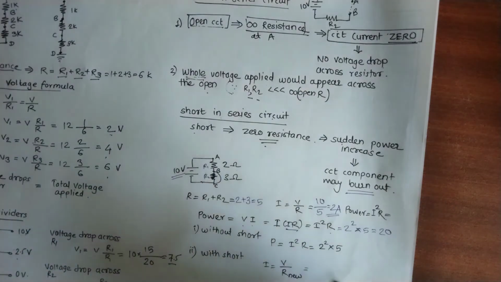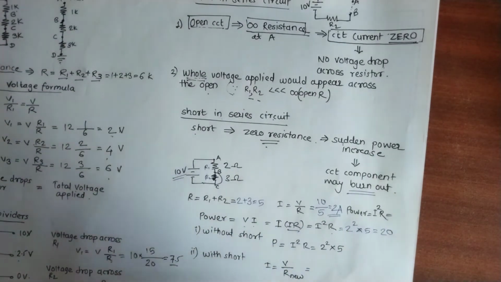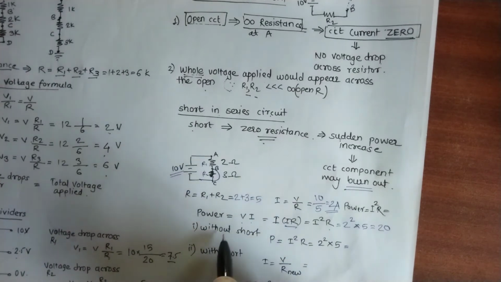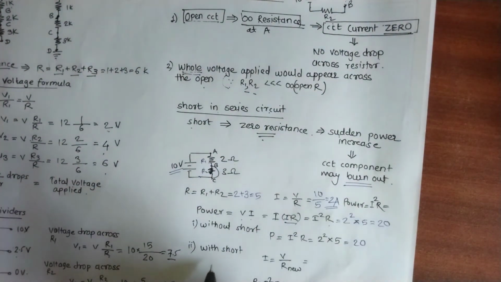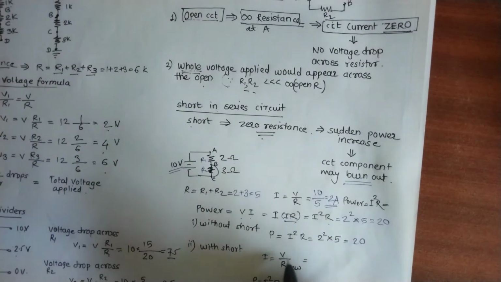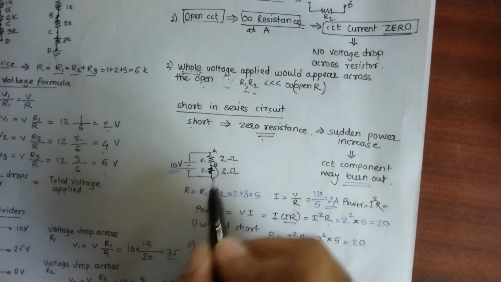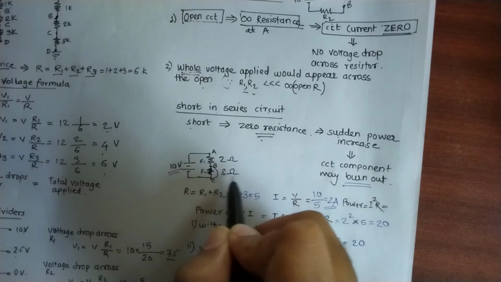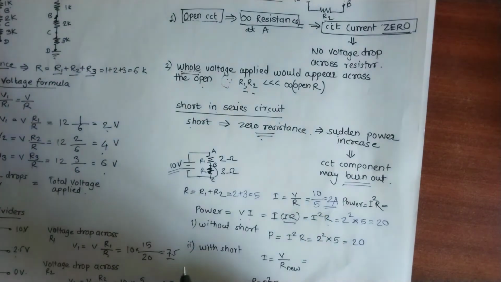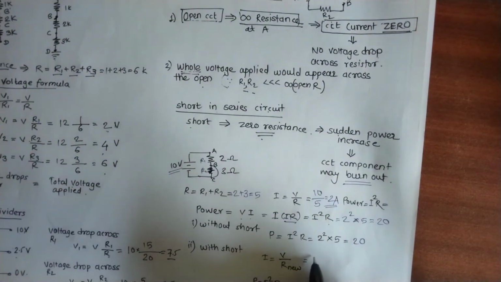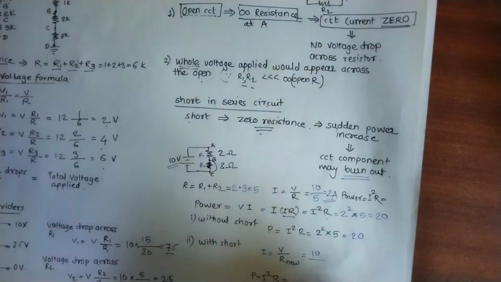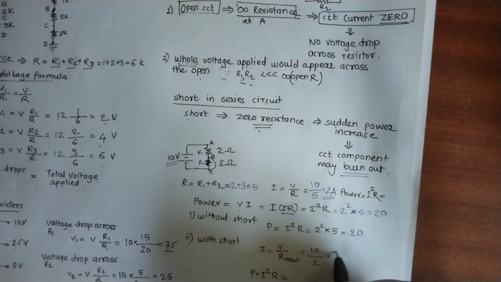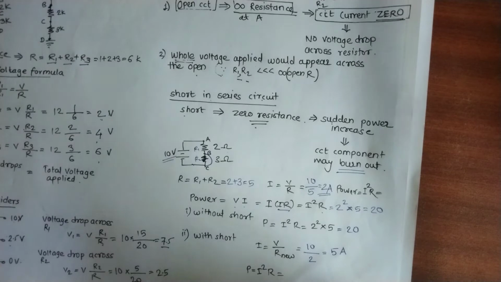So what will happen here? Without short, power is 20. With short, I is equal to V upon R new. What is R new? We will not consider the 3 ohm of R2 here. So it will become 10 divided by only 2, right? So current will be 5 ampere, right?